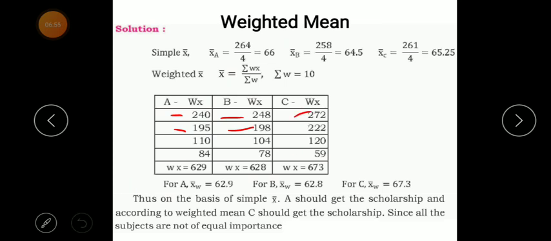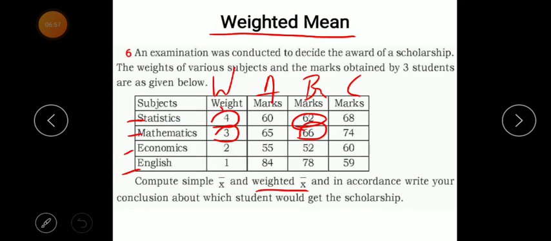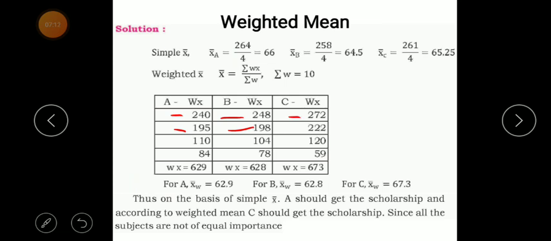How do you find out for c? I'll tell you the first one. Four multiplied by, this is c, so 4 multiplied by 68, that is nothing but 272. So this is how you have to find out wx for a, b and c. Then you will get summation wx. Here they have forgotten to write summation. You have to write summation wx, the sigma symbol should be there, because you are adding up all wx.